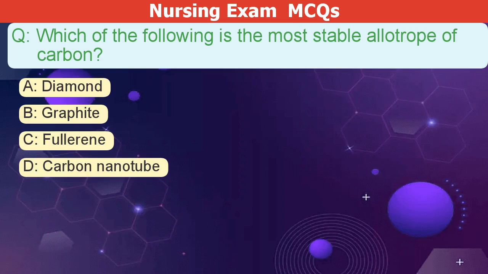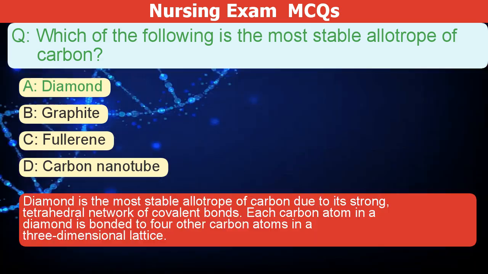Which of the following is the most stable allotrope of carbon? A. Diamond. B. Graphite. C. Fullerene. D. Carbon nanotube. The correct answer is A. Diamond is the most stable allotrope of carbon due to its strong, tetrahedral network of covalent bonds. Each carbon atom in a diamond is bonded to 4 other carbon atoms in a 3-dimensional lattice.